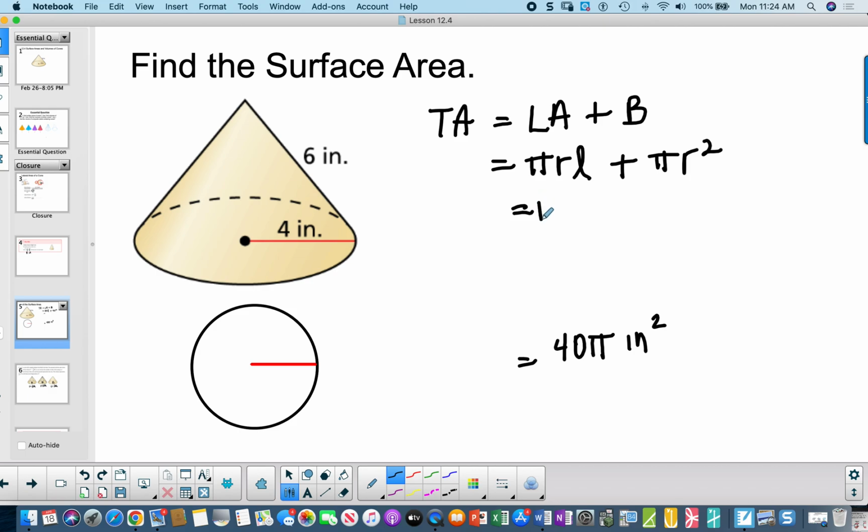So our radius of our base is 4. So we're going to put a 4 here. The slant height is 6. And our radius here is 4. So this will be 24 pi plus 16 pi. And when we add that together, that's going to be 40 pi. And it's area, so it's inches squared.